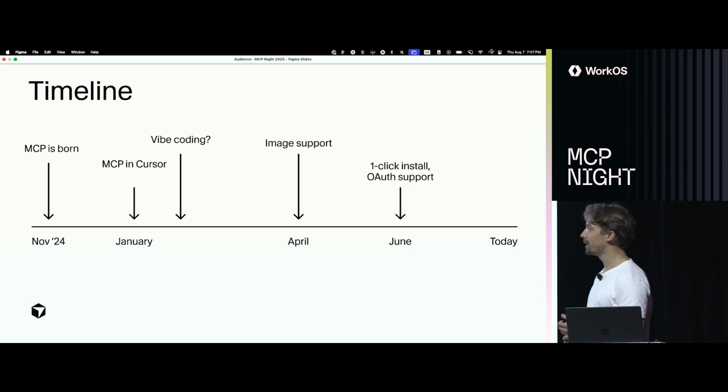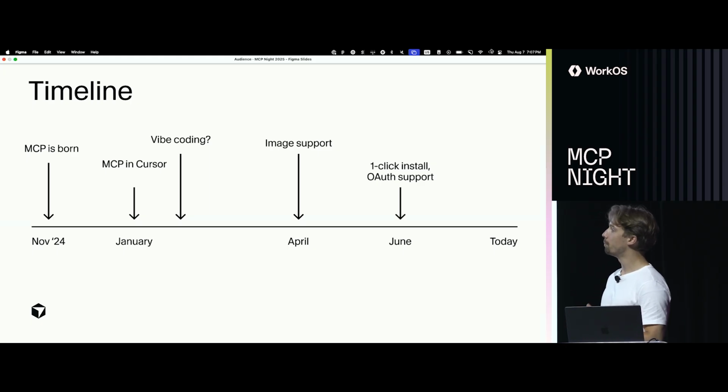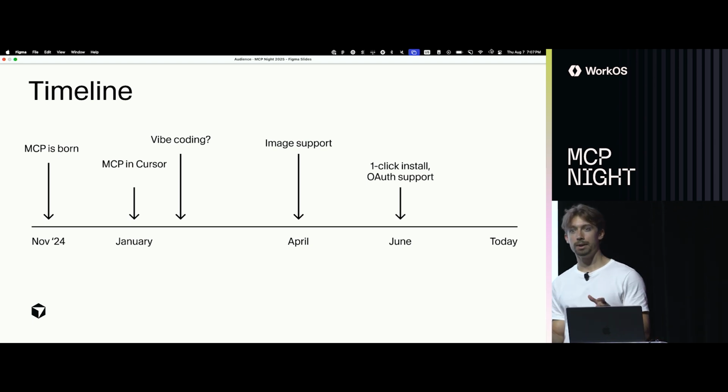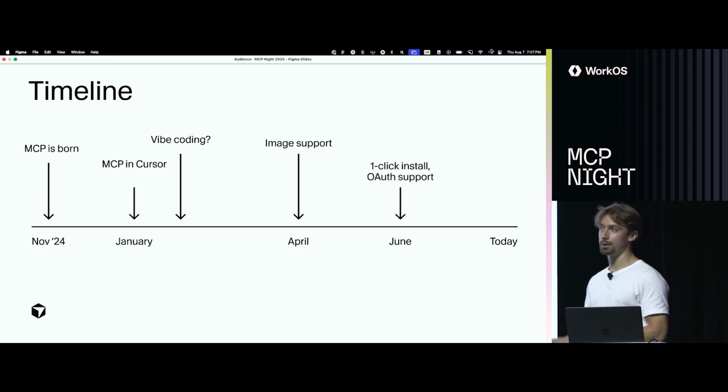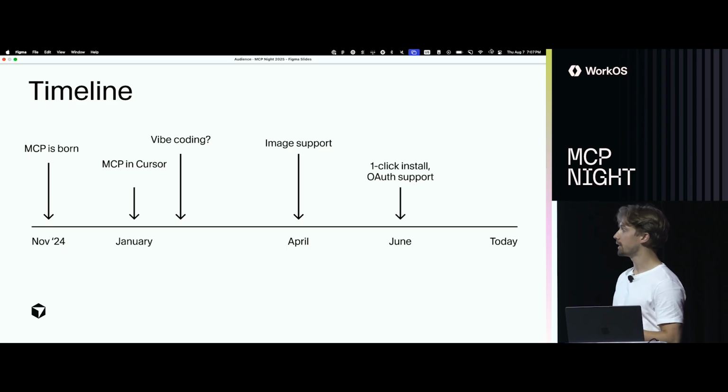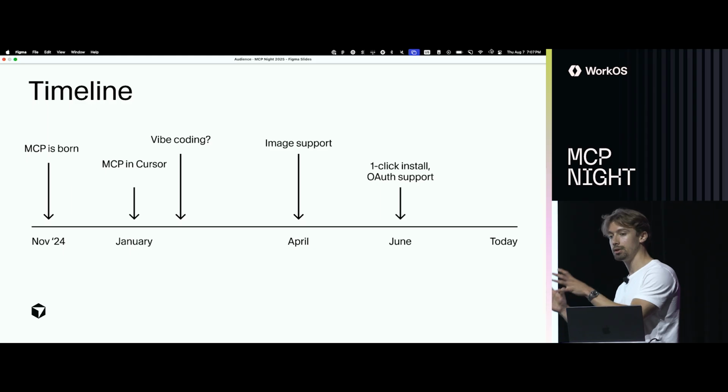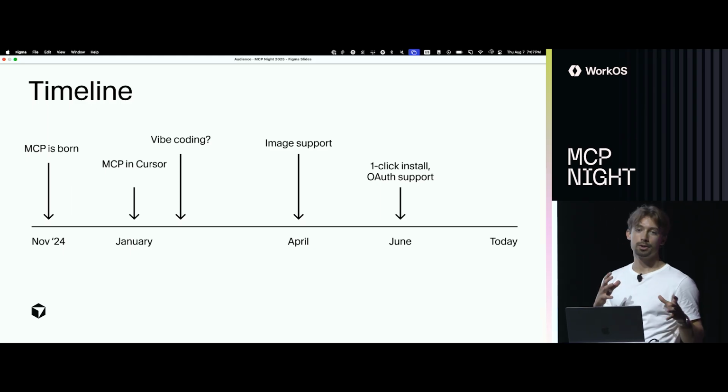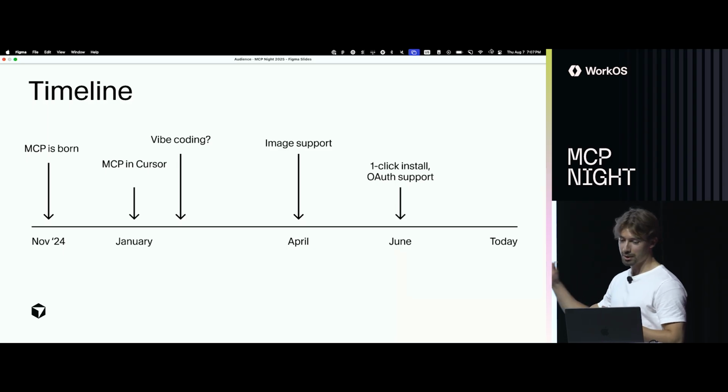A couple of months go by, we maintain MCP as a client in Cursor, and we make some small quality of life improvements, et cetera. But it's not until April that we actually implement the next major feature, which is image support for context. This allows MCP servers like Playwright to screenshot your web browser, get that into Cursor, and use that as context. And somewhere in between, vibe coding as a term was invented. Feels like ages ago.